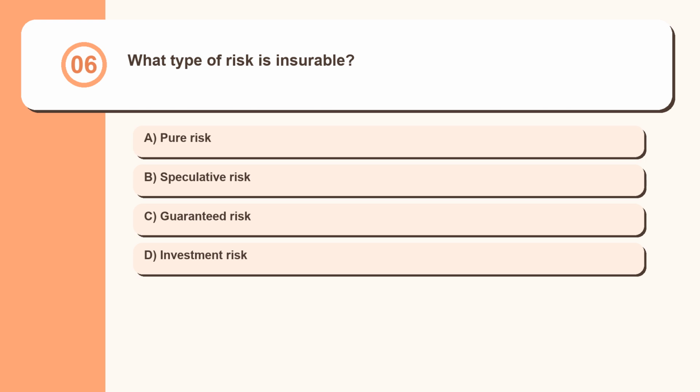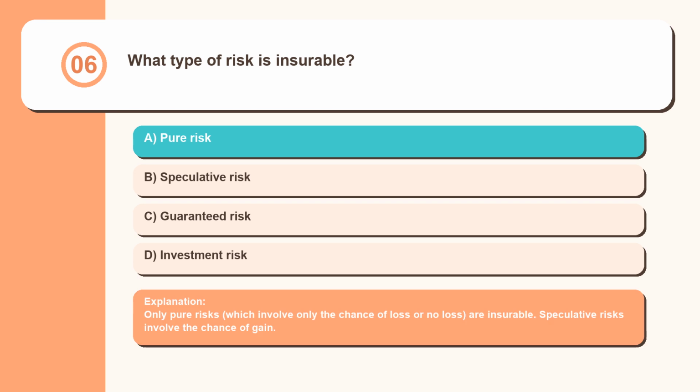Question 6. What type of risk is insurable? Pure risk, speculative risk, guaranteed risk, investment risk. Only pure risks, which involve only the chance of loss or no loss, are insurable. Speculative risks involve the chance of gain.